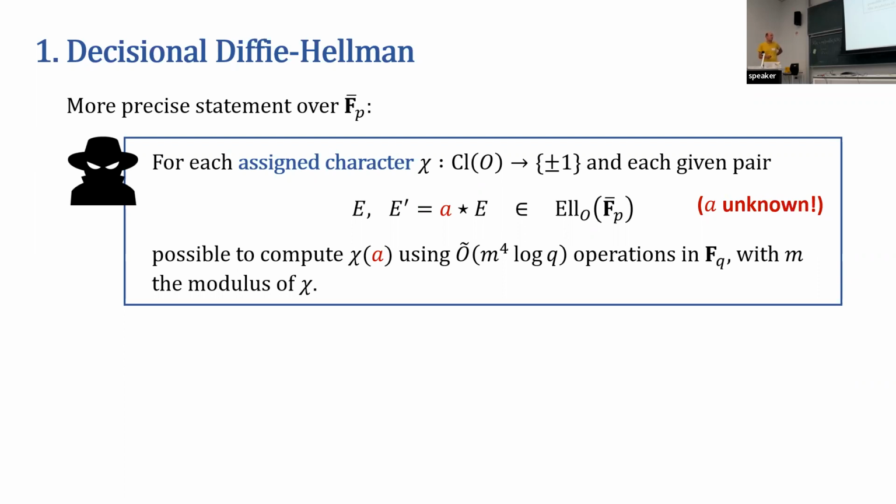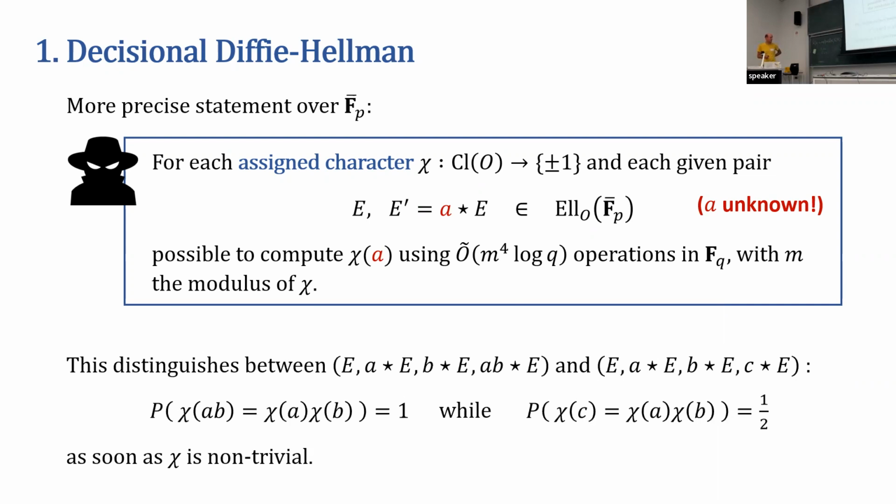This is the complexity, but just remember that it is polynomial time in the field size, with a factor m to the 4, where m is the modulus of this character. I will get back to that in a second. F_q is the smallest field over which you can define E prime and all these endomorphisms. I will get back to these. M will also become apparent, and I want to stress that this is a classical algorithm, although we are in this quantum context.